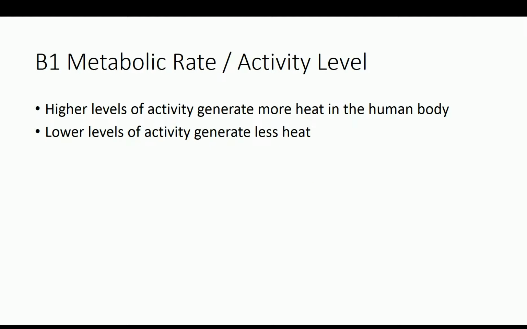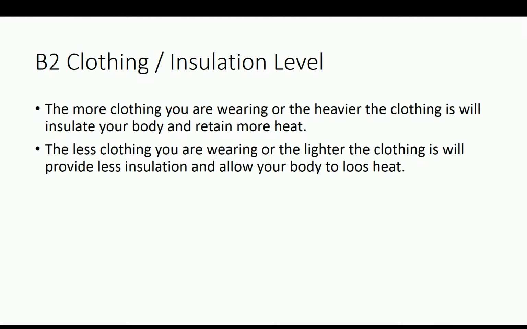Your metabolic rate: higher levels generate more heat. We've kind of already said some of this stuff. Lower levels generate less heat. The clothing level: the more clothing you're wearing, obviously, the heavier the clothing is, the more it's going to insulate your body. The less clothing you're wearing, the faster you're going to dissipate your internal body heat.